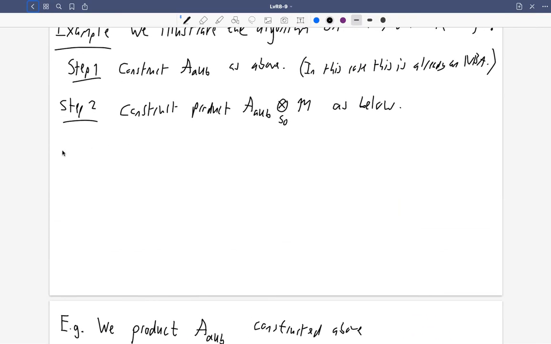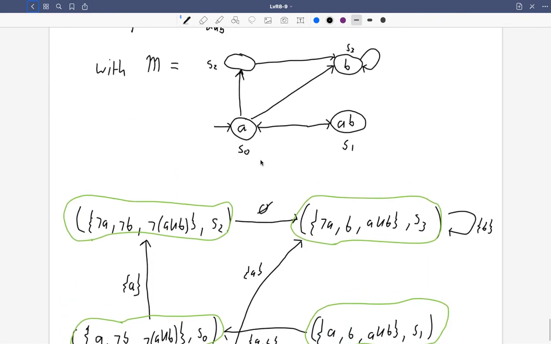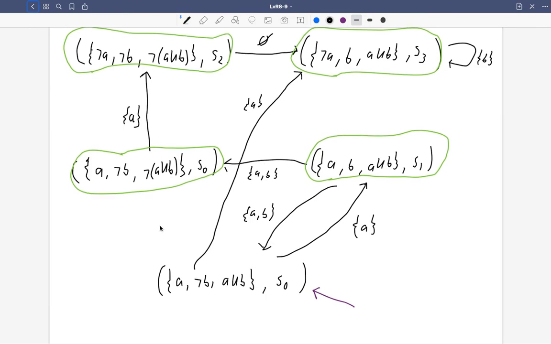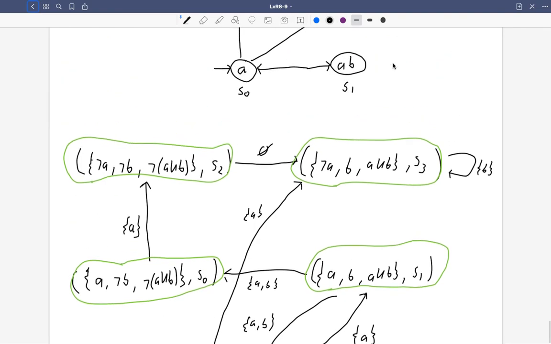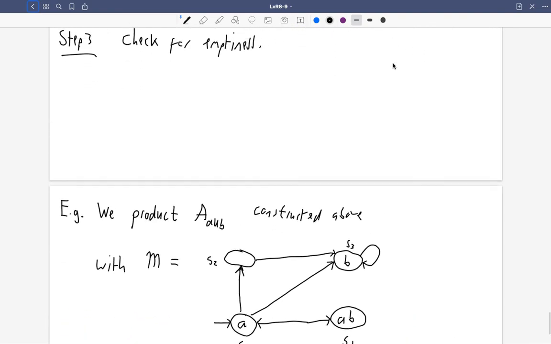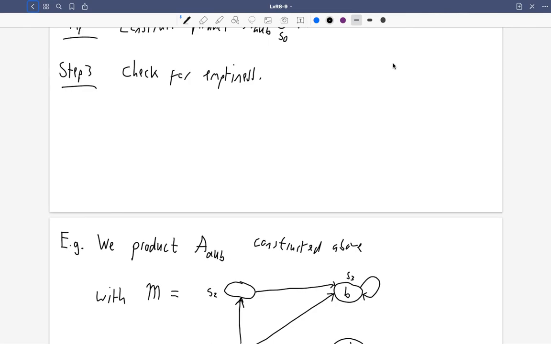In step three, we check for emptiness. And the language is non-empty because we have a lasso. There are many lassos. There's one that goes here and back and here and back, and then we're going through this accepting state infinitely often. There's another one that goes round and round. So there are many accepting runs of the product automaton.